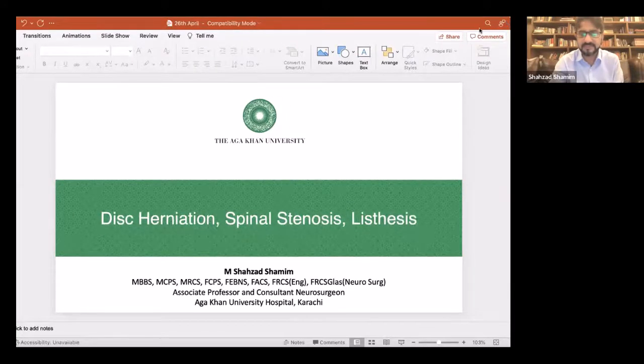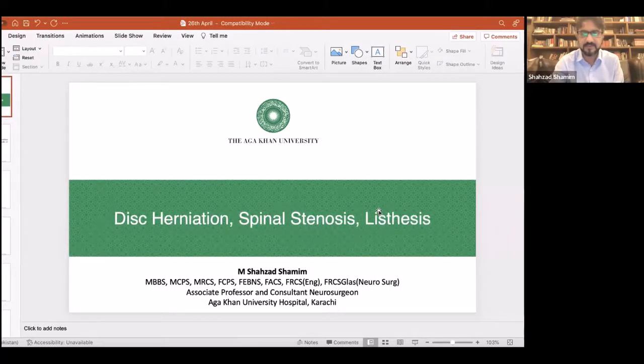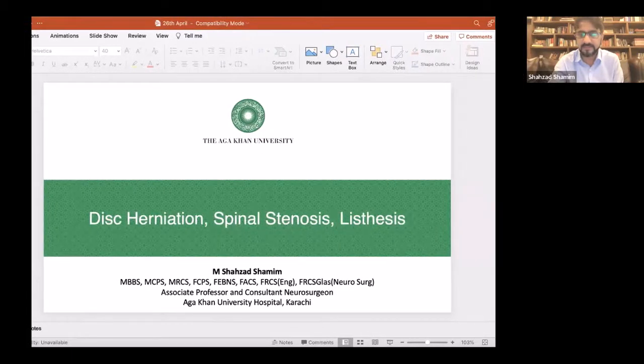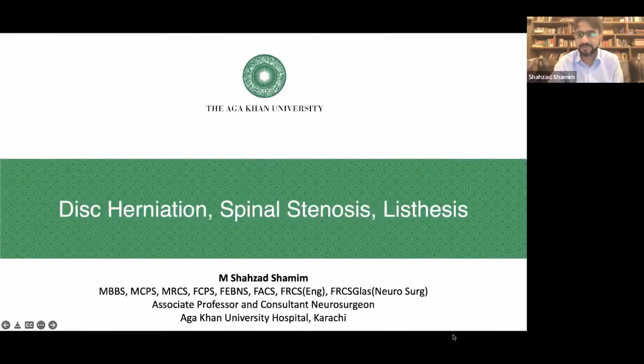Since this session is more to do with neuroradiology, we're going to go over these slides and talk about normal anatomy and normal radiology, and then talk a little bit about pathological conditions, their symptoms, their management, and maybe open this up for discussion. Please let me know if at any point the slides don't show as they should.